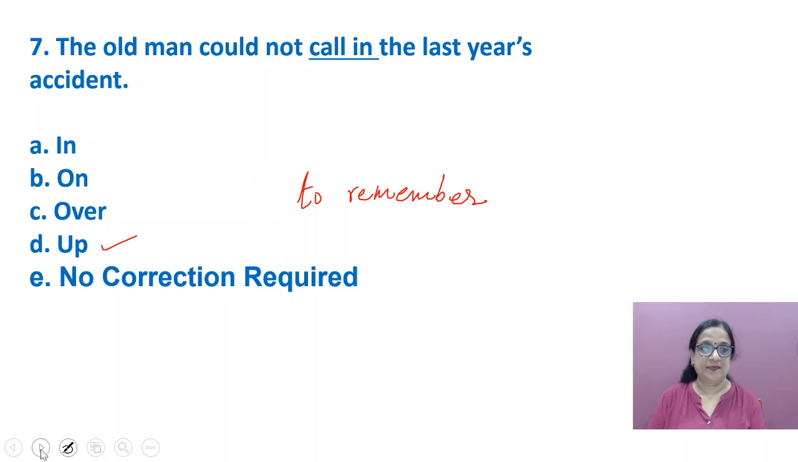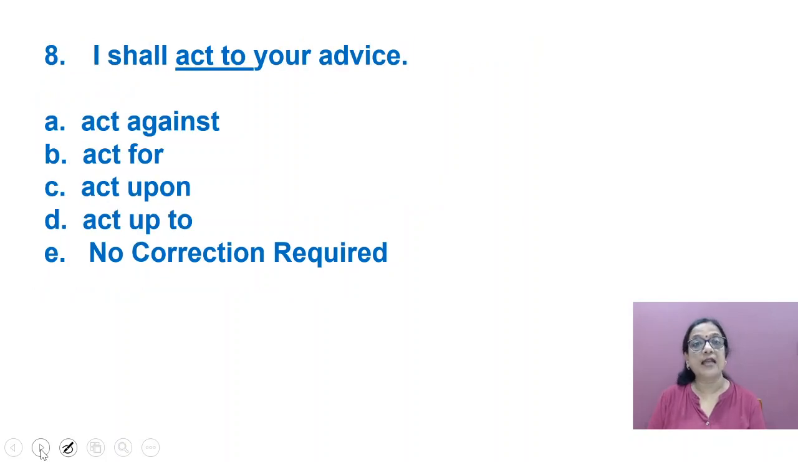Next, I shall act to your advice. What is it? I shall act to your advice. Act against, act for, act upon, act up to. No correction needed. So here, what is the meaning of I shall act to your? It will be I shall act upon your advice, which means obey. So, I shall act upon your advice, that is, obey your advice.